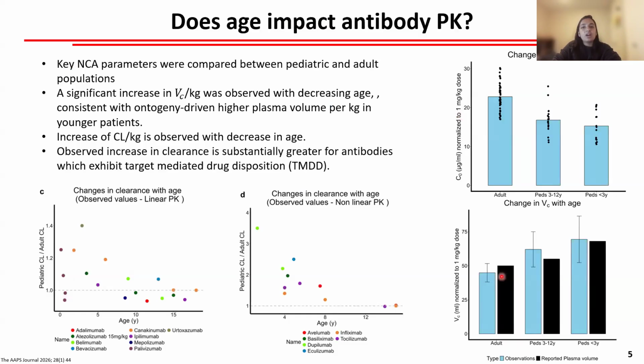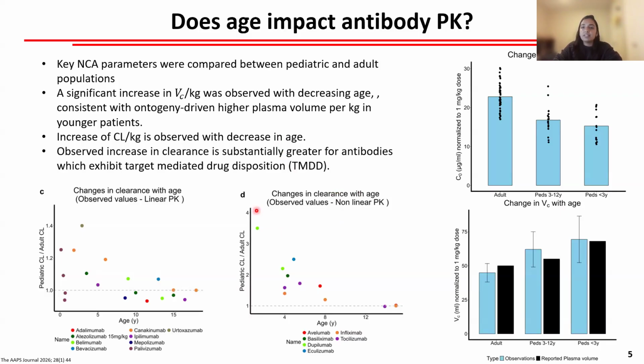Now, to better understand how age really influences antibody PK, we first compiled clinical PK data for a very large set of monoclonal antibodies in both adults and pediatric patients from published literature and regulatory sources. Using this data, we then wanted to answer the question, does age impact PK? So we performed a non-compartmental analysis on antibodies for which we had both adult and pediatric data available, to then compare key PK parameters across different age groups.